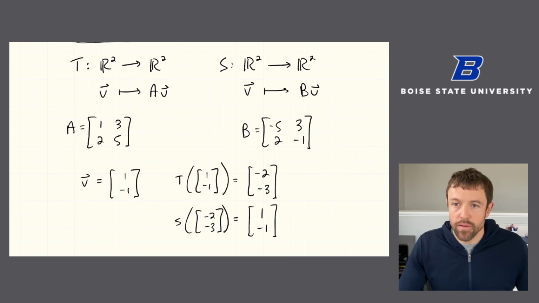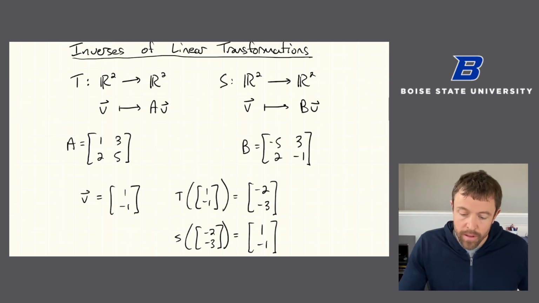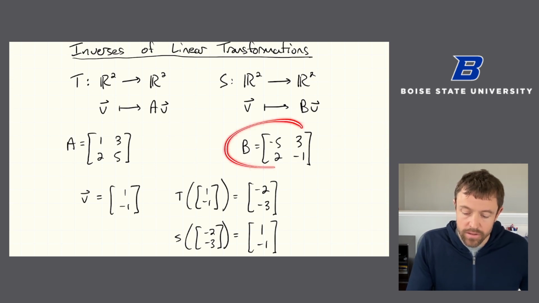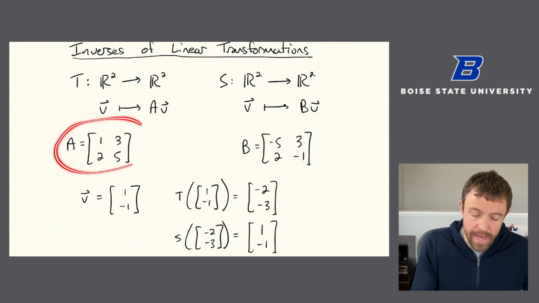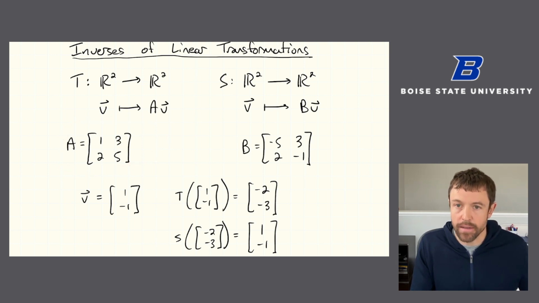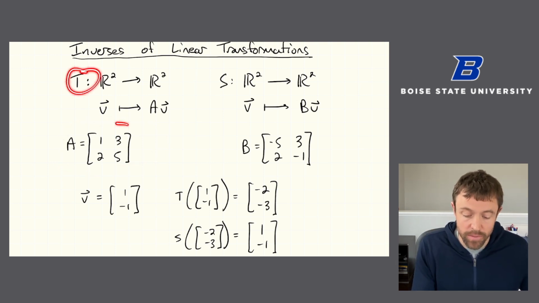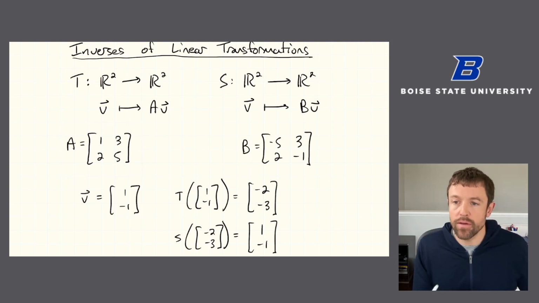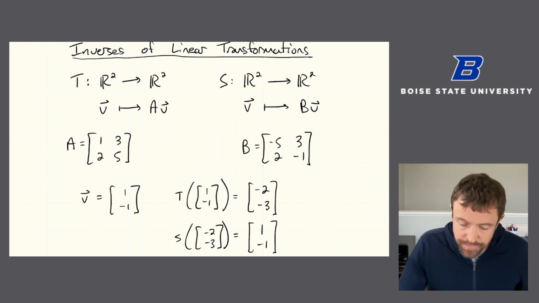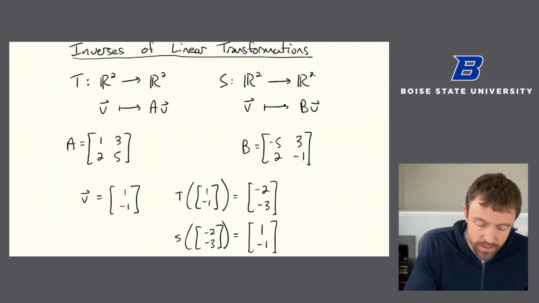I'll leave this to the viewer, but I'd encourage you to choose some vector from R2. Apply S, so multiply by B. Or sorry, apply T, which is multiplication by A, and confirm that you actually do get back where you started. So T and S are inverses of each other.